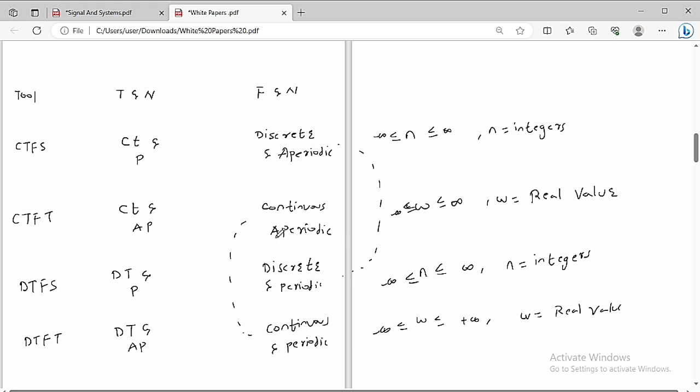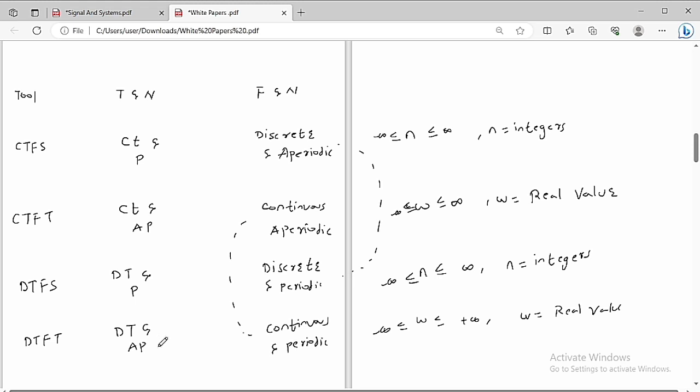But there is nothing like periodic, it is aperiodic in nature. Similarly, the discrete time Fourier series is applicable to discrete time signals which are periodic in nature. Here, the Fourier series coefficients mean we are going to get the value of n from minus infinity to plus infinity. Here n is nothing but integers. So the graph we are going to get is discrete, and remember this is a periodic graph.